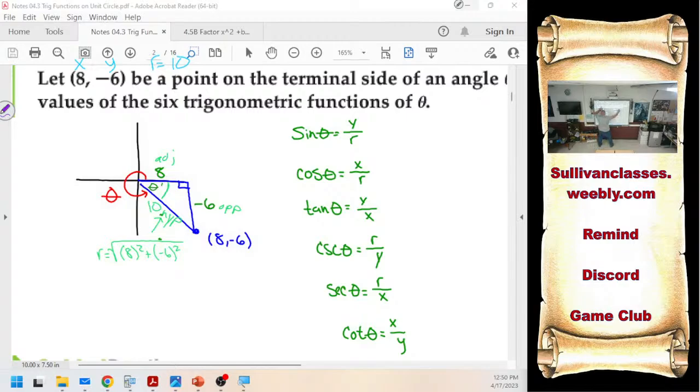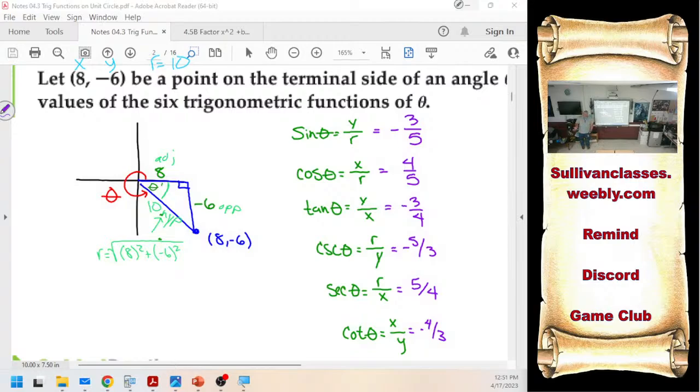I can say y over r, reduce it. X over r, reduce it. Y over x, reduce it. And then flippity flop the whole works. Negative 5/3, 5/4, and negative 4/3.